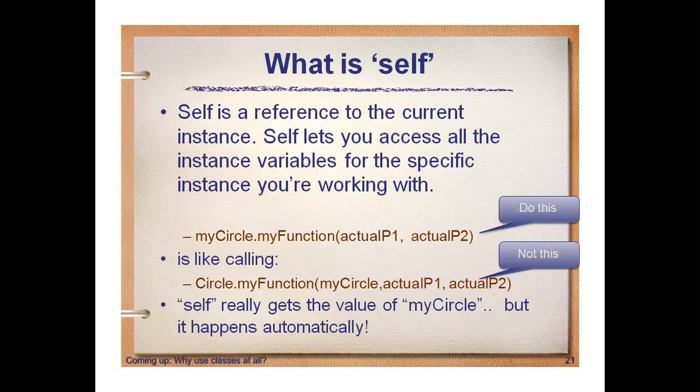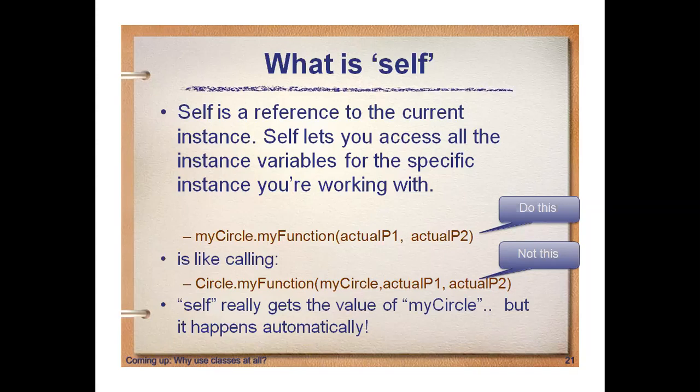So see an example here. Circle dot my function. Circle is the name of my class. My function is the name of my method, right? My circle, then actual parameter 1 and actual parameter 2, right? This is creating some kind of confusion for us. And how this confusion is removed, let's find out in a minute or two. Instead of doing this, we do the previous one. My circle is the name of my object, my function is the name of my method, in which I'm trying to pass actual parameter 1 and actual parameter 2, right?